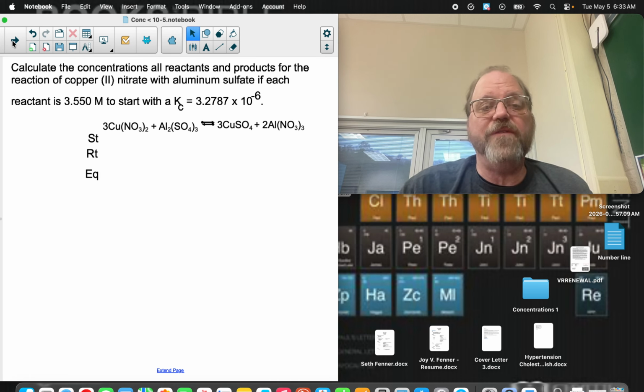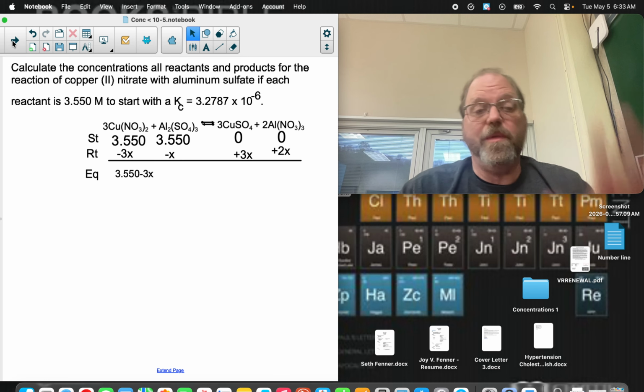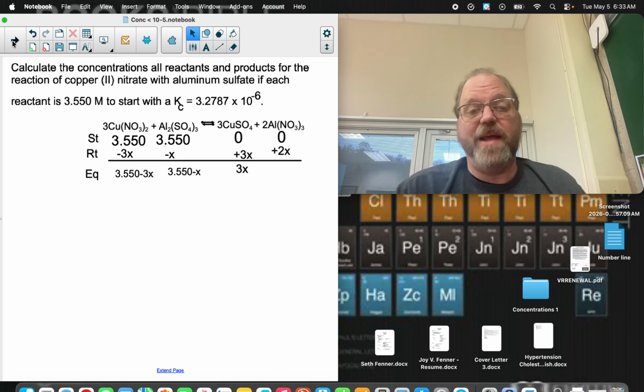For the initial row: 3.550, 3.550, and 0 for each of those. We're going to lose 3x, we're going to lose x, we're going to gain 3x, and we're going to gain 2x. At equilibrium then, bring everything down, and those are the values we have.